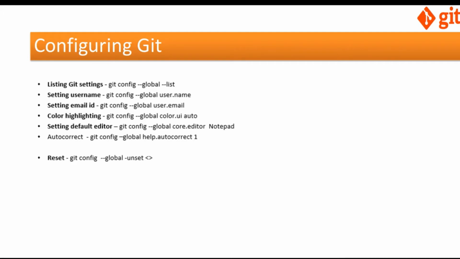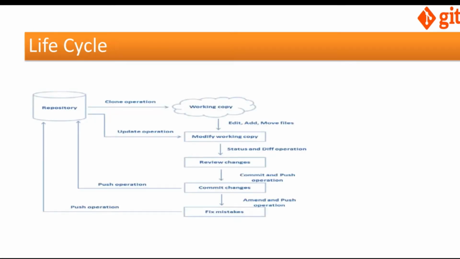Setting the default editor, you can set that as well: git config --global core.editor, and we can use Notepad or whatever you want. Autocorrect: if you want to use the autocorrect feature, you use git config --global help.autocorrect 1. We can reset with git config --global --unset, and that's all. After that, we have the Git lifecycle, starting from the Git repository and cloning operations, update operations, and push operations. Changes are pushed back to the repository. So this is all about the Git lifecycle.